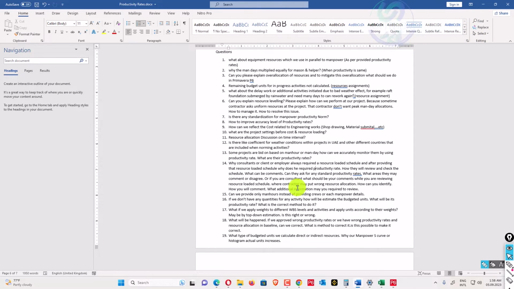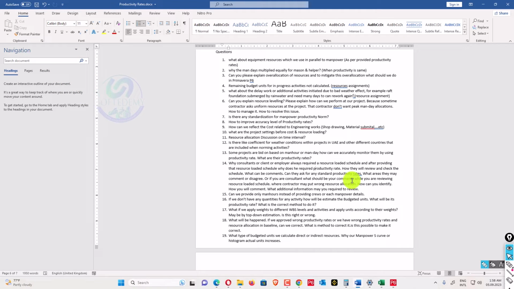Maybe somebody has some personal work and has created their own, but it will be similar to the one which I have collected here. What areas they may comment on or disagree with, I have already told you. Or if you are a consultant, what should your comments be? If we are consultants, what should our comments be on that one?